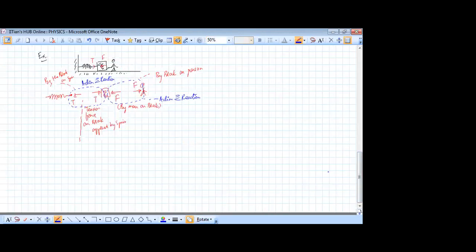Okay, so first of all, is the example clear to all of you? Yeah, I'll scroll up. You can write, don't worry. But first thing is, make sure you understand what I'm saying. Is the concept of action reaction clear?